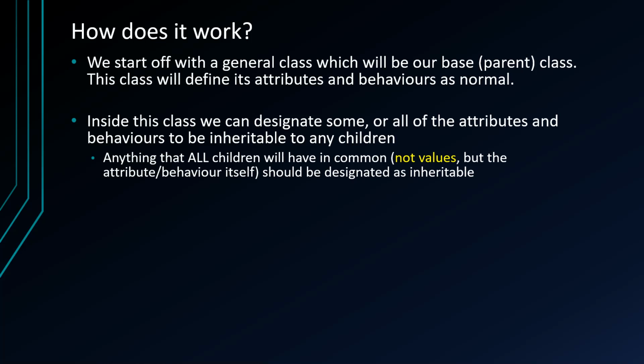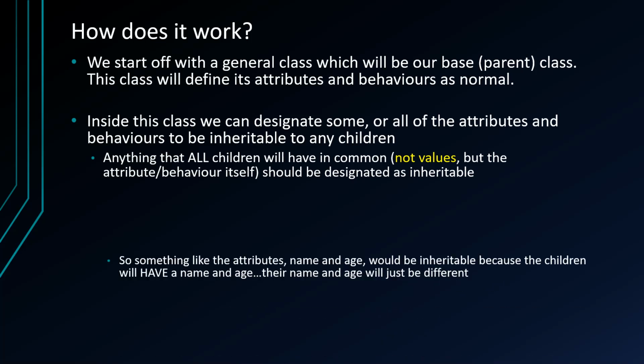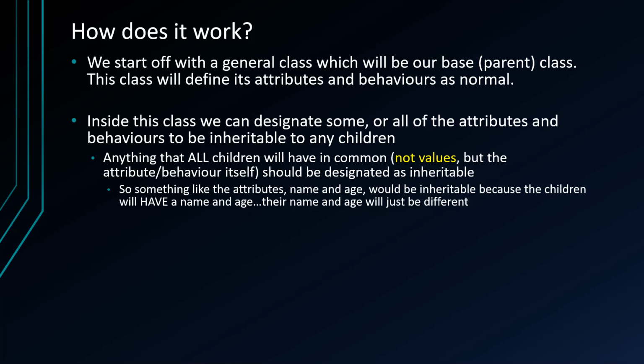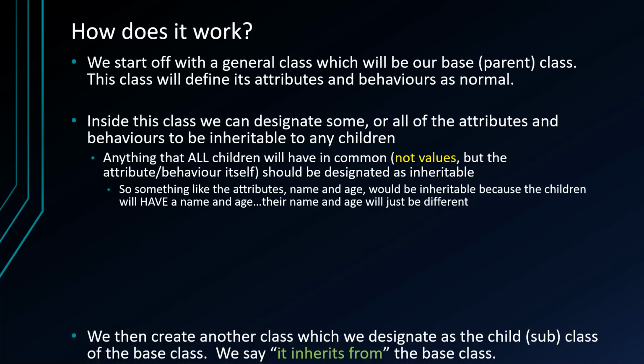It's not the same as me. I'm not actually inheriting that biological trait from them, but I do have that trait. I have a name and I have an age. So therefore I would make that an inheritable thing in my program. Okay, so there is a bit of a disconnect between reality and our programming here. So something like the attributes name and age would be inheritable because the children will have a name and age. Their name and age will just be different.